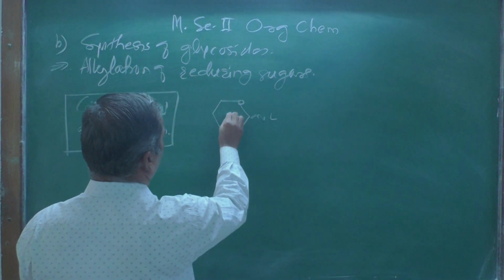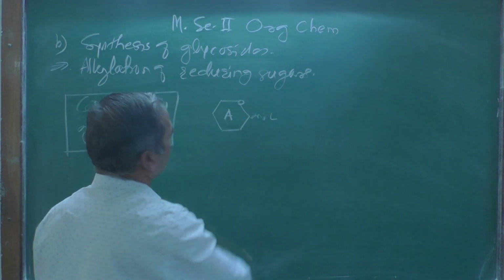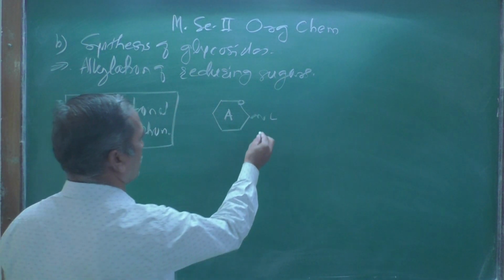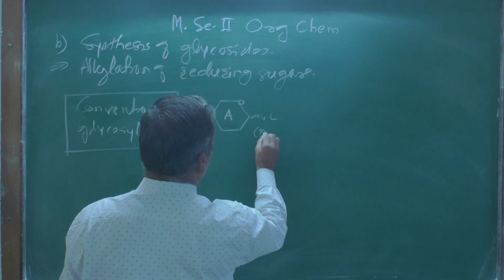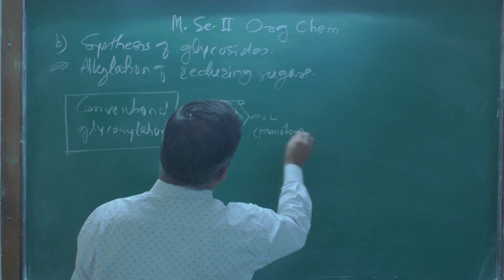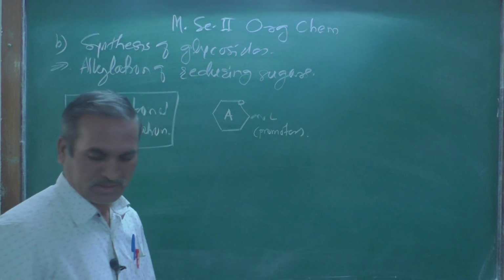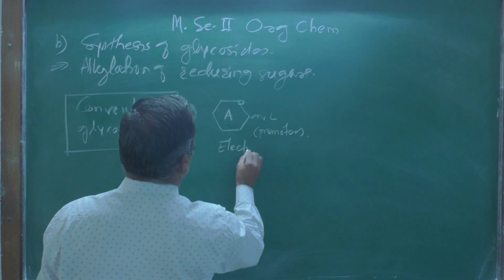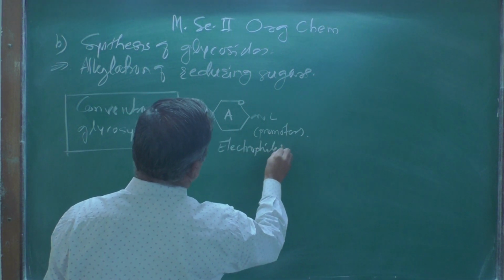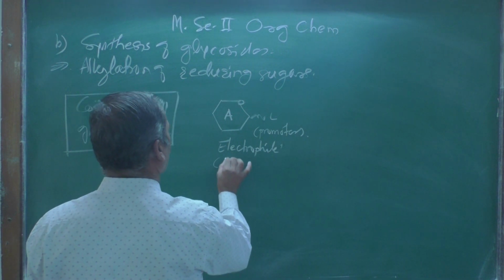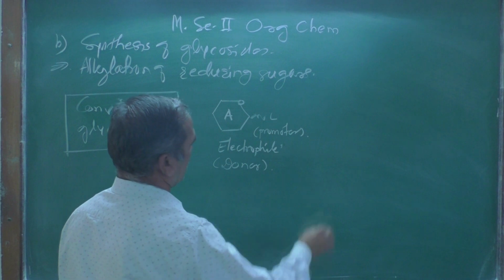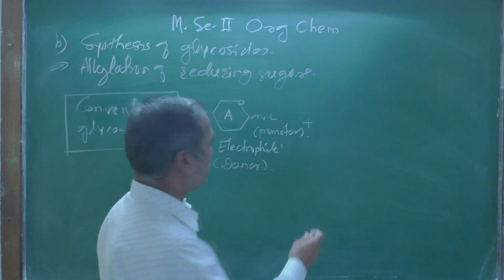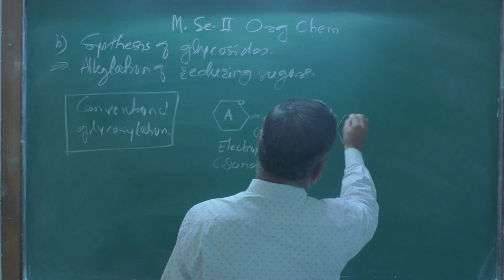Now this ring, you can call it the A ring, and here you can remember there is a promoter. Now this can act as an electrophile here. This electrophile acts as a donor, whereas another structure I am representing over here.